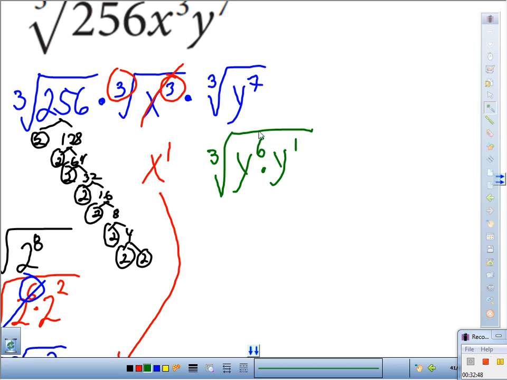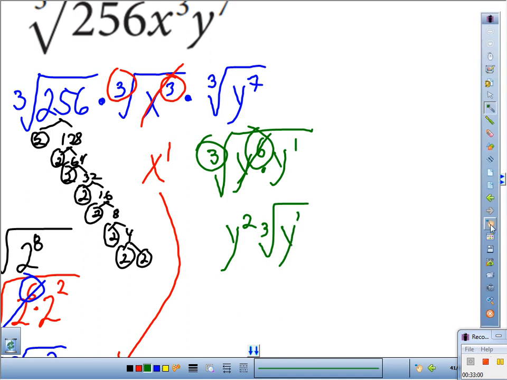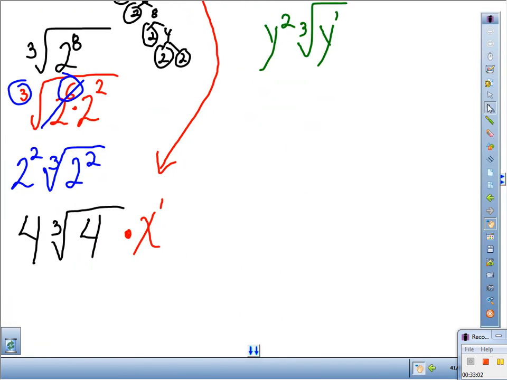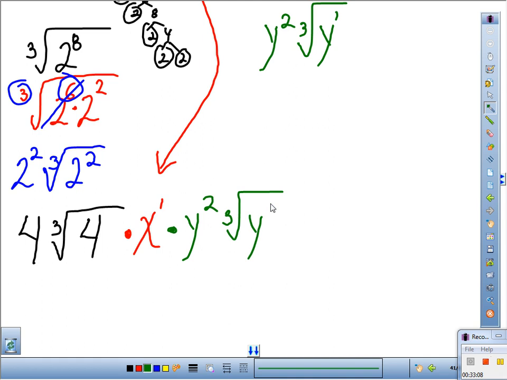So let's see. What is 6 divided by 3? 2, so that's y to the second. We're done with this. That leaves us with cube root of y to the first. And we bring that down here, times y to the second, cube root of y to the first. We brought this down over here. One last step.